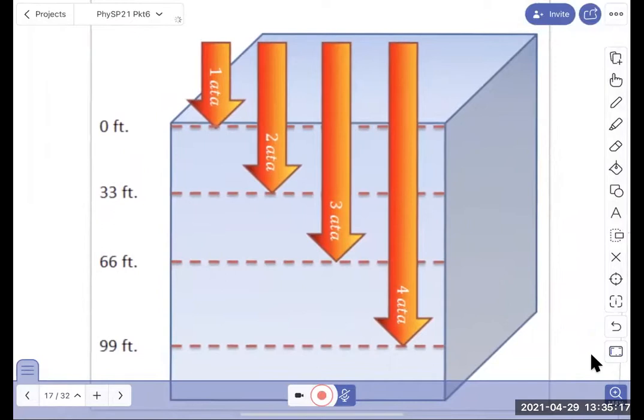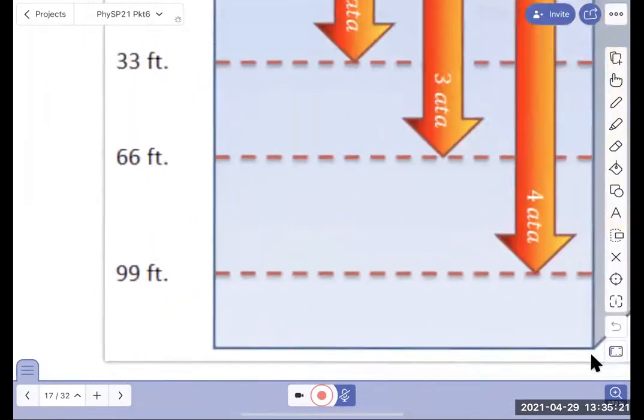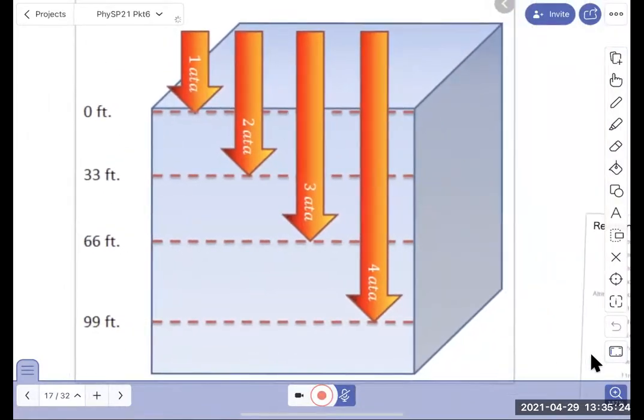Yeah, so these sailors were at 3,000 feet. So you can only imagine the amount of pressure they experienced. Okay.